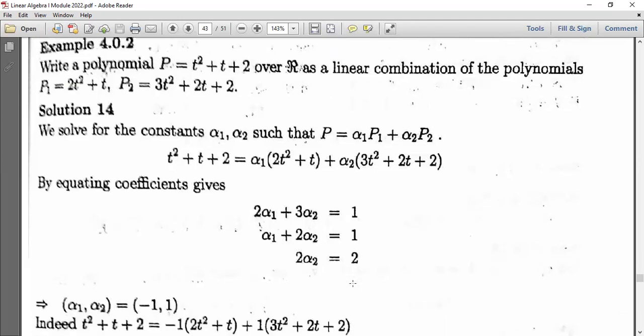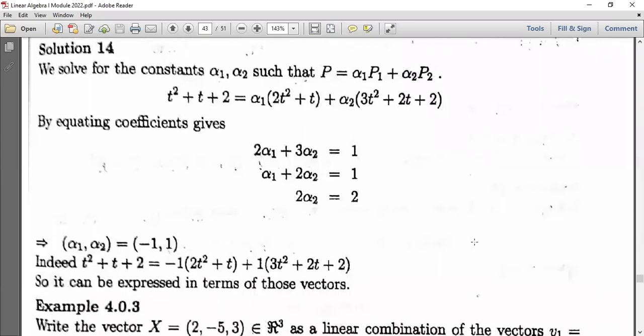So when we solve this system, it automatically means when we divide here by 2, alpha 2 is 1. And when we substitute it here, it means alpha 1 is negative 1. So it means our polynomial can be written like this as a linear combination.